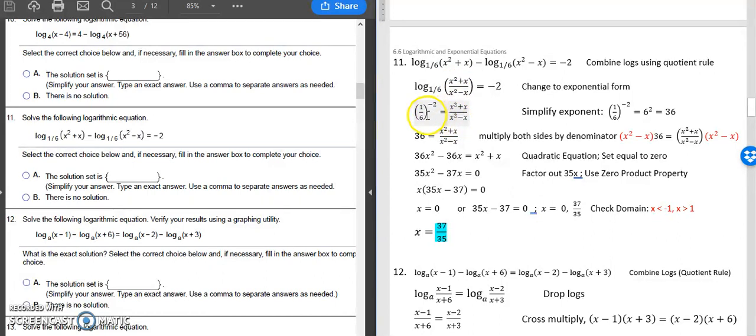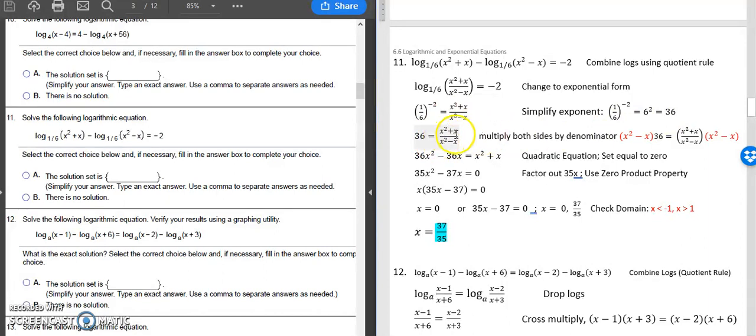Then from there, you want to simplify the exponent over here. You have a negative exponent. That means you can change it to its reciprocal. So 1 over 6 will change to just a regular 6. And now the exponent is positive. We have 6 squared, which is equal to 36. So now we have 36 equals that argument over there.